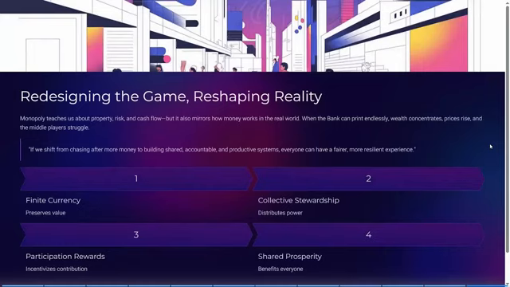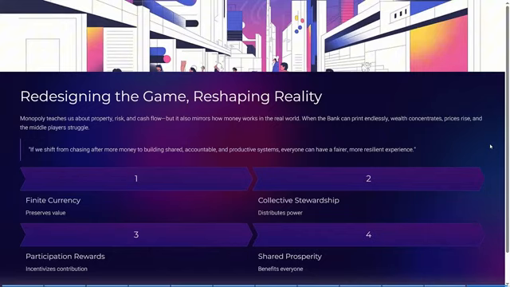So redesigning that game and reshaping reality. Monopoly teaches us about property, risk, and cash flow, but it also truly does mirror how money works in the real world. When the bank can print endlessly, wealth concentrates, prices rise, and the middle players struggle. If we shift from chasing after more money to building shared, accountable, and productive systems, everyone can have a fairer, more resilient experience.